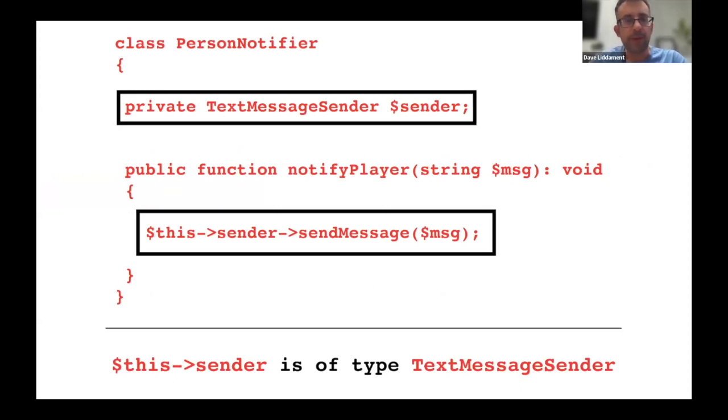In this example code, we've got person notifier, and in the method notify player, we've got $this sender send message. In the context of this class, $this sender is of type text message sender, and this is the cleverness that PHP Stan offers us through the scope object. We can ask it questions, and it says, I know that in this example $this sender is of type text message sender.